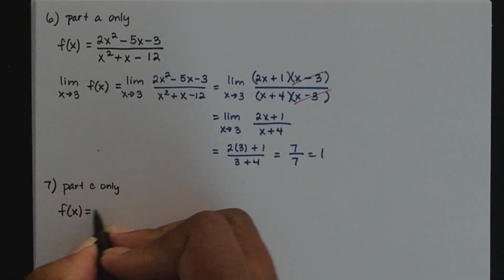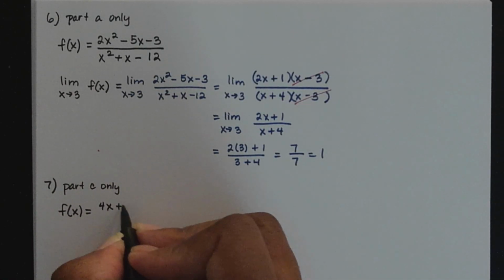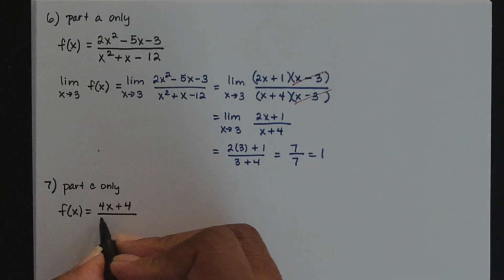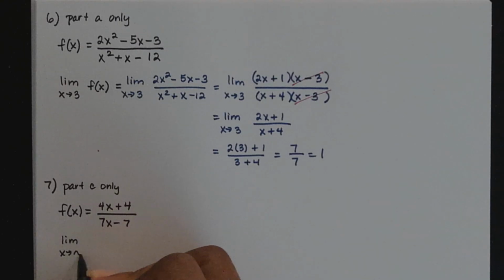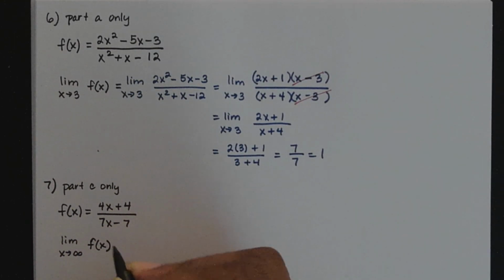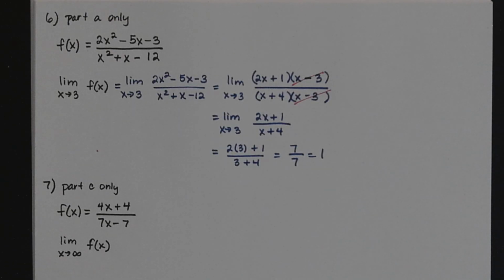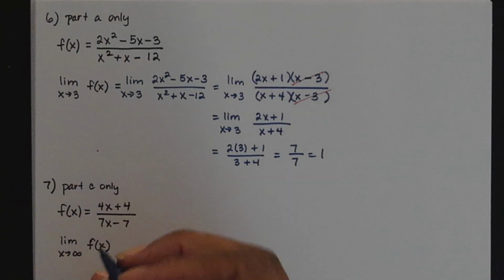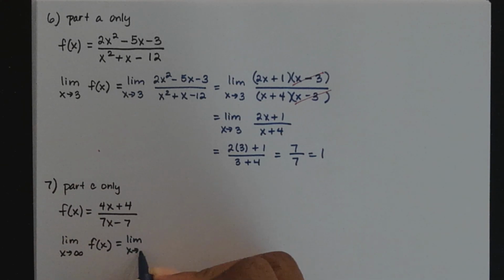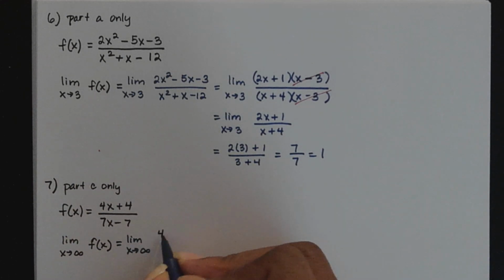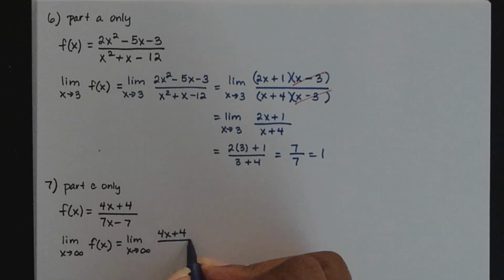Let's see, f of x is equal to (4x + 4) divided by (7x - 7), and I want the limit as x approaches infinity of f of x. So that means here I just want the limit as x approaches infinity of (4x + 4) divided by (7x - 7).